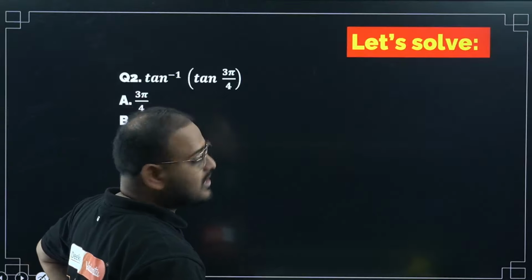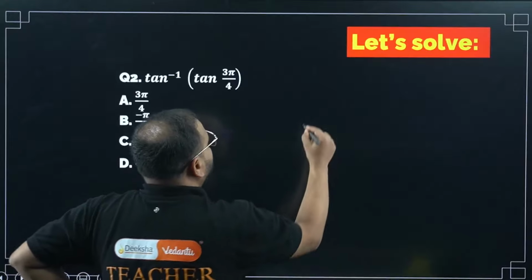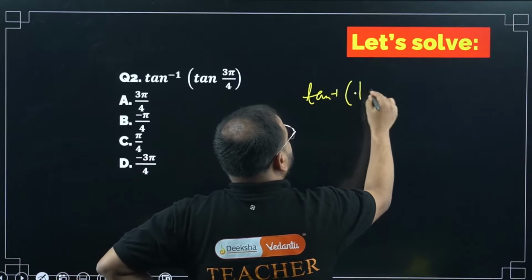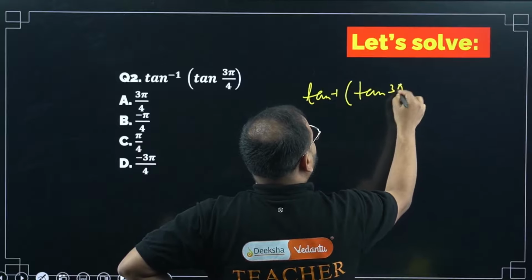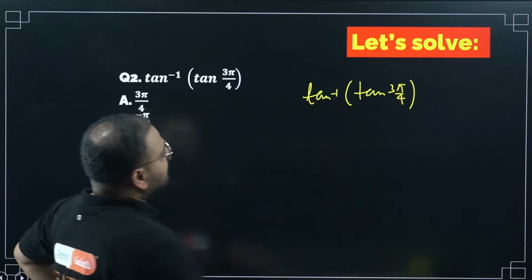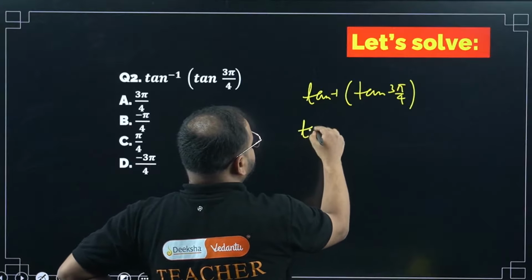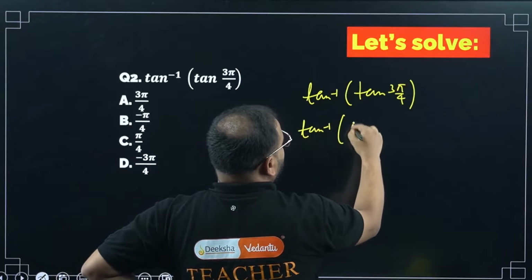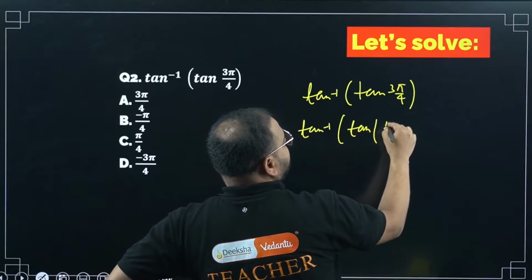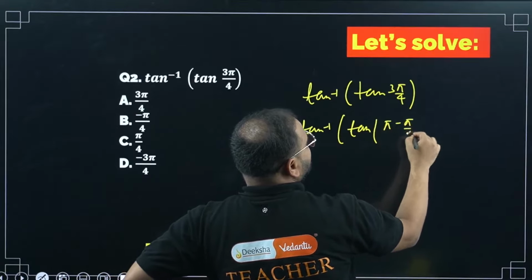What about this? This will not be directly solved. Let's simplify it forward. Tan inverse of tan 3 pi by 4. This is the question, right? Tan inverse of tan 3 pi by 4. Can we do something about the angle there? I can write this as tan of pi minus pi by 4. Can I write like this?